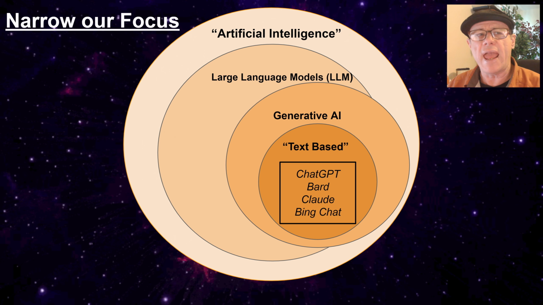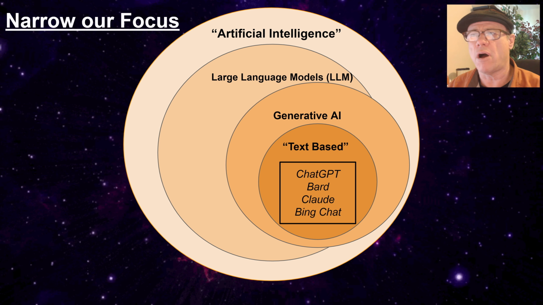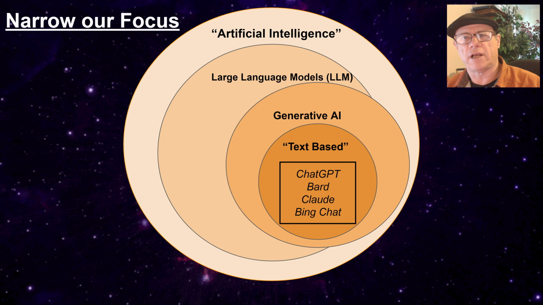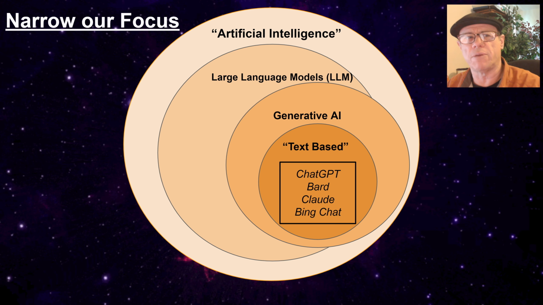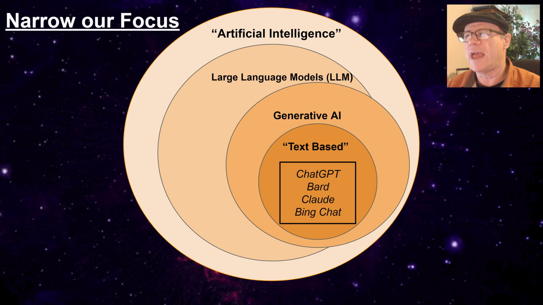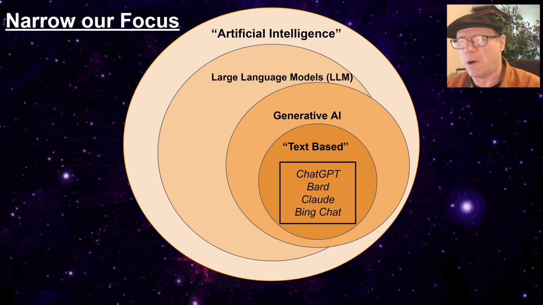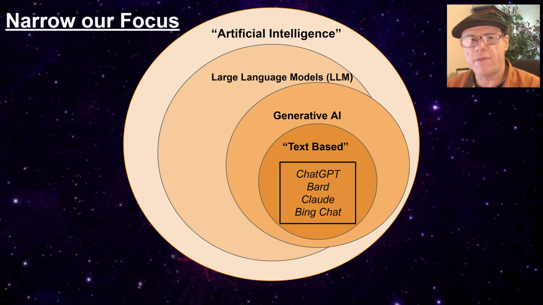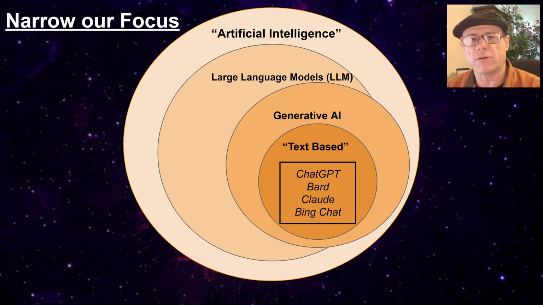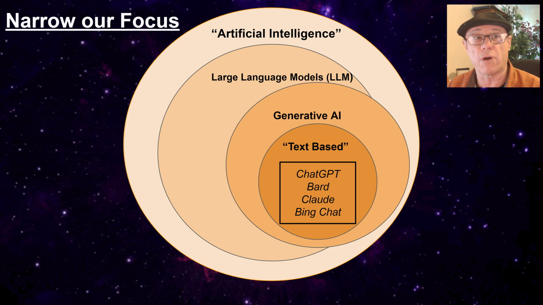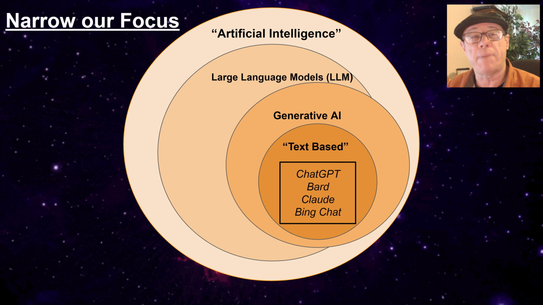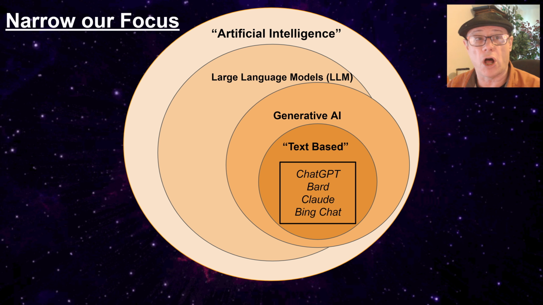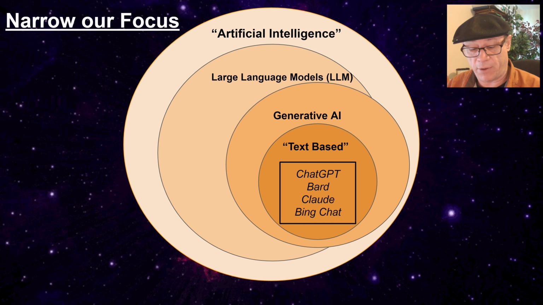So the AI products that I'm going to talk about are a specific subset of artificial intelligence. Consider artificial intelligence the broad scope. Then under that we have large language models. Under that we have generative AI. And under that, the very specific type of AI models that could be the most disruptive, I believe, to our classroom. And these are the text-based AI agents like ChatGPT, Google Bard, Claude, Bing Chat, etc.